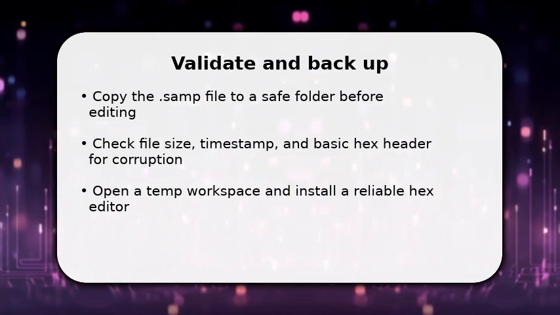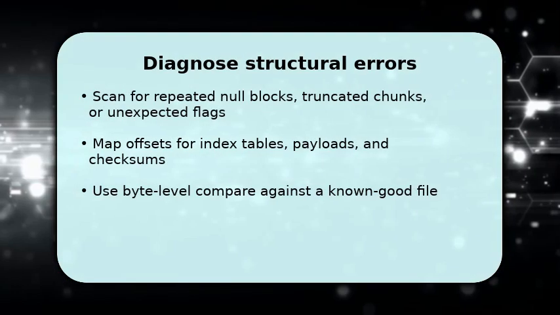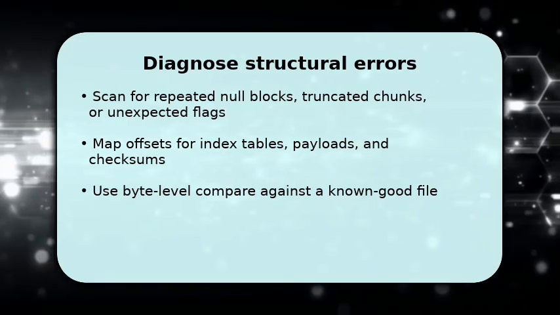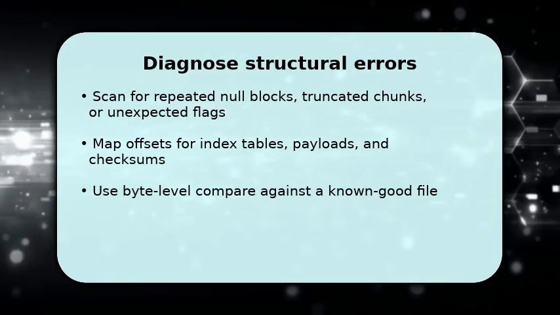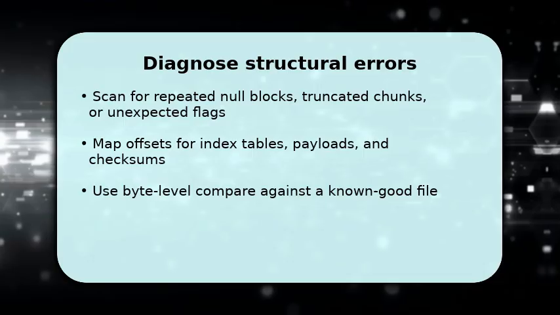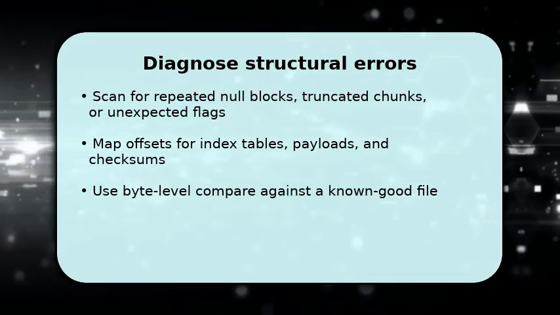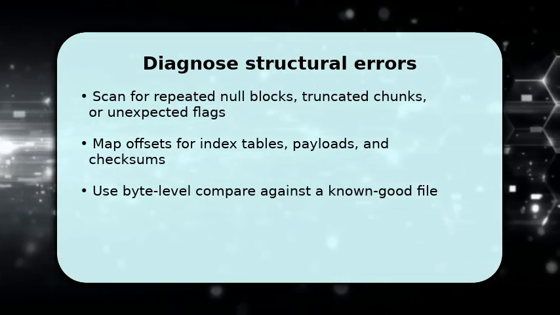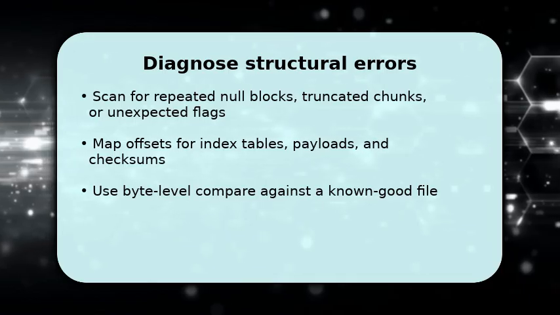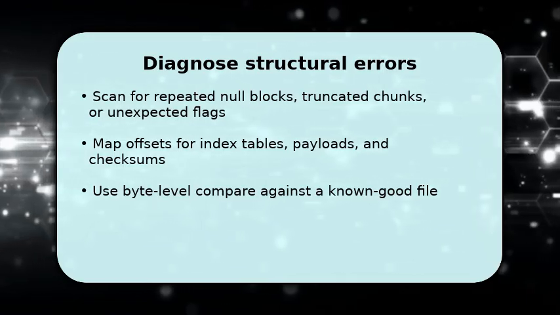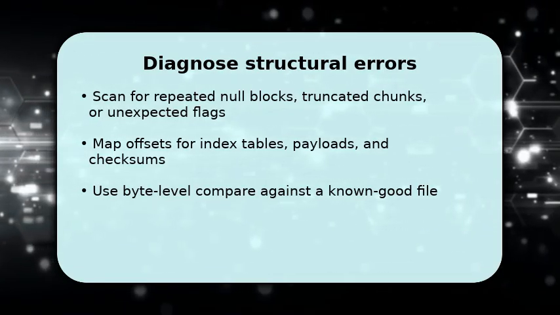Next, you diagnose structure by comparing the invalid file against a known good sample. This reveals shifted indexes, missing chunks, or altered checksums. Once done, map the index table and payload boundaries so you understand where data should align. If you find repeated null blocks or truncated sections, flag those offsets for restoration.